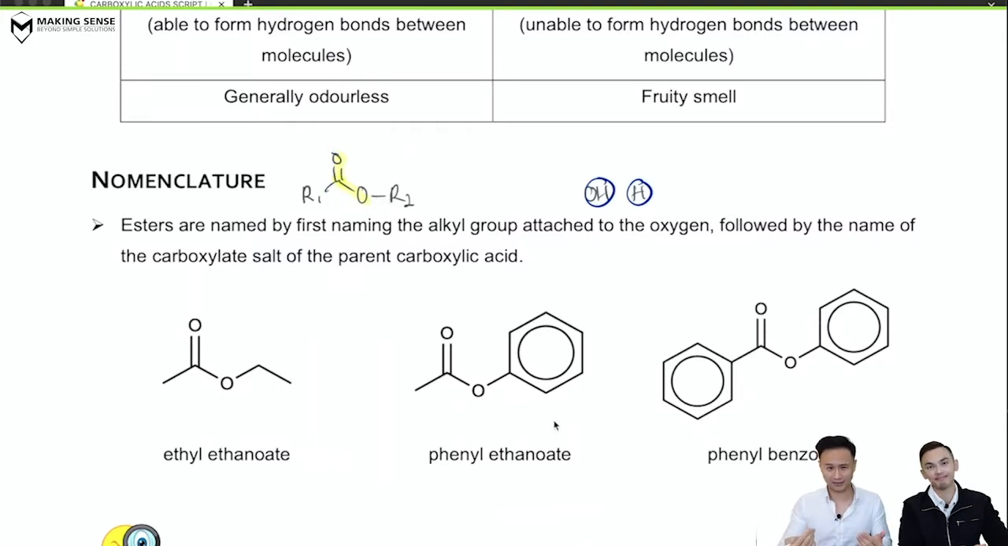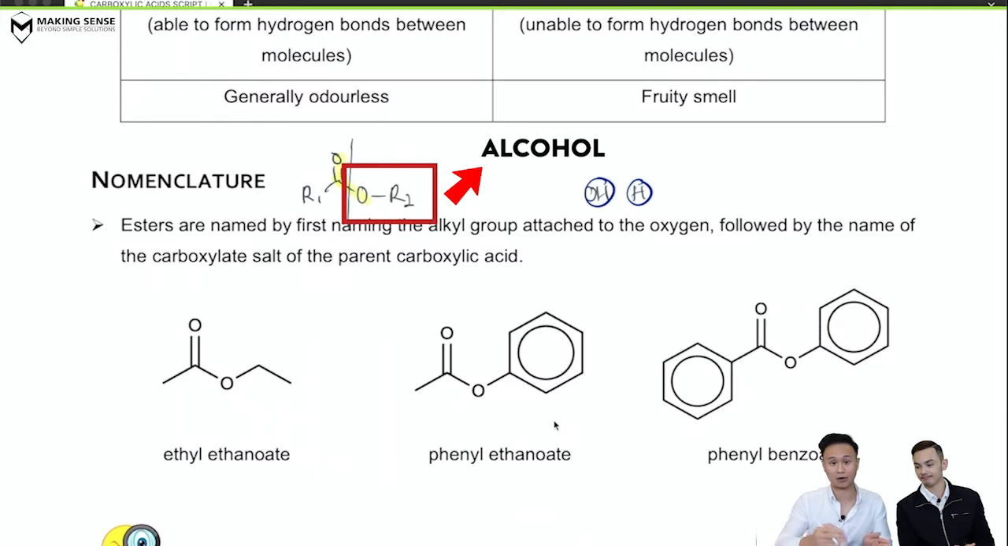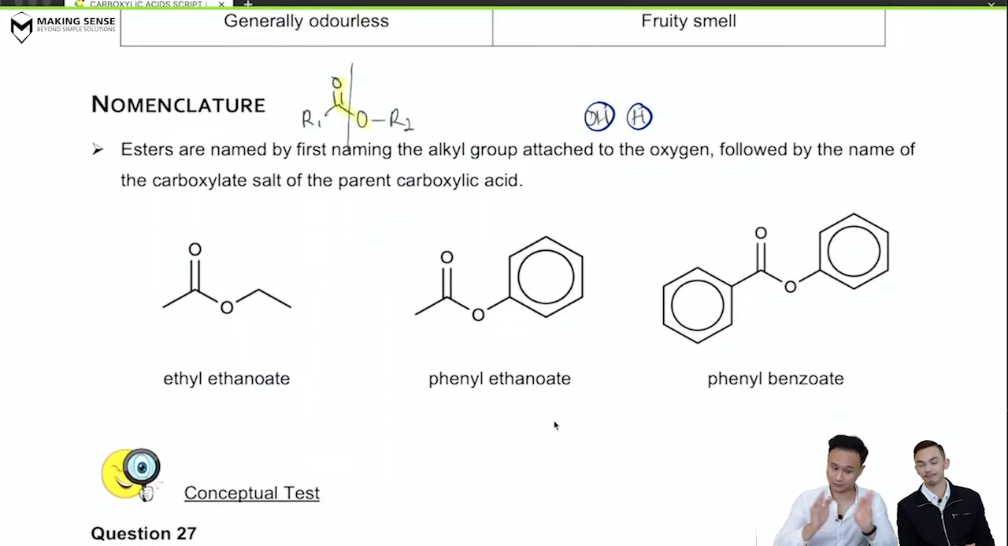Now how do we name it? We always look at an ester in two parts, right? The part on the left is your carboxylic acid part, and the part on the right is your alcohol part. So that's how we name. First things first, do this with me: always see in two parts. So cut, cut, cut, all right?